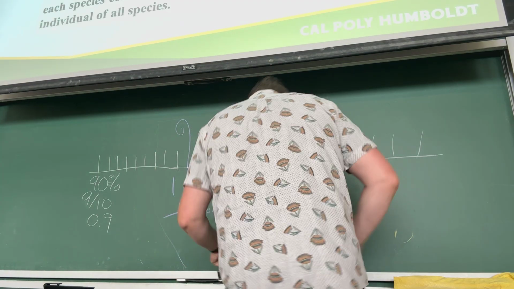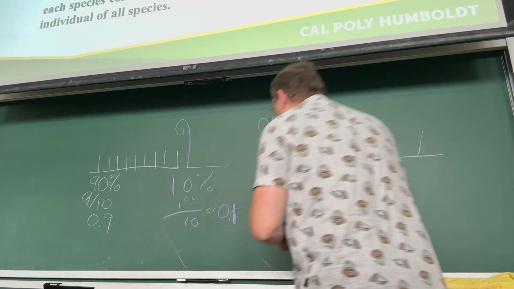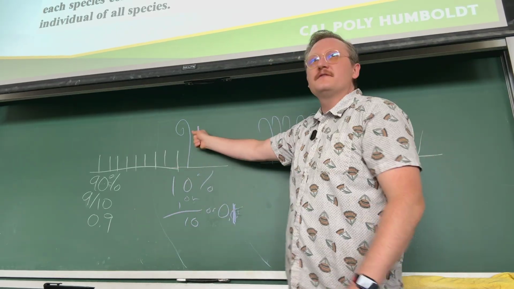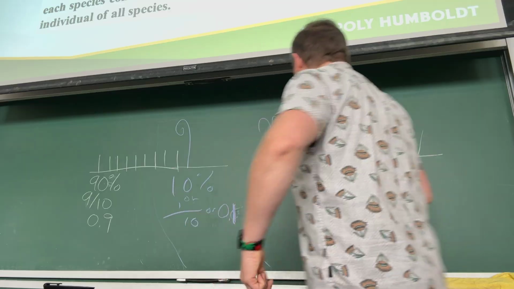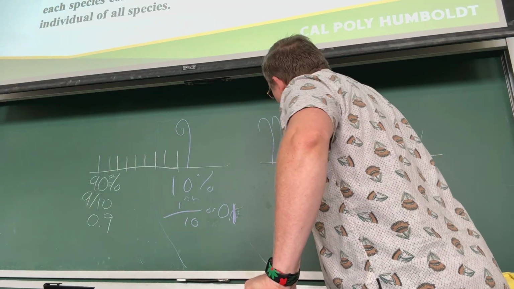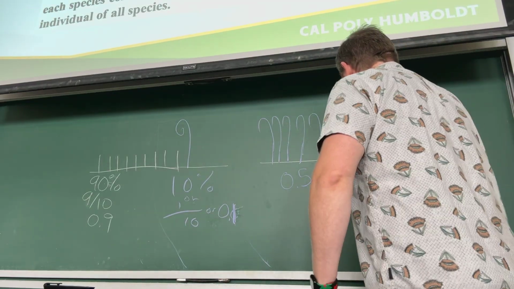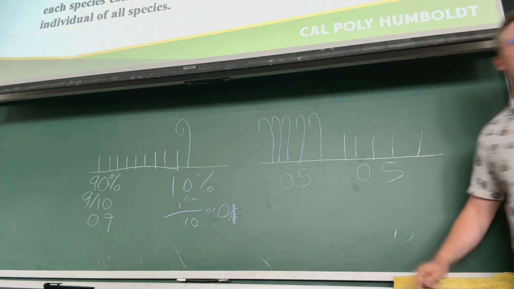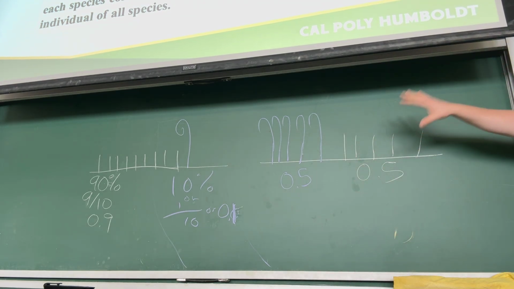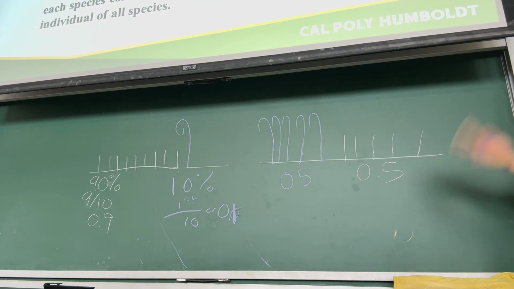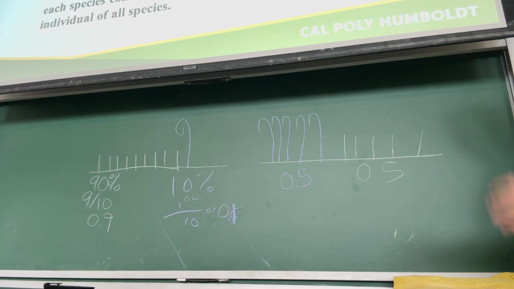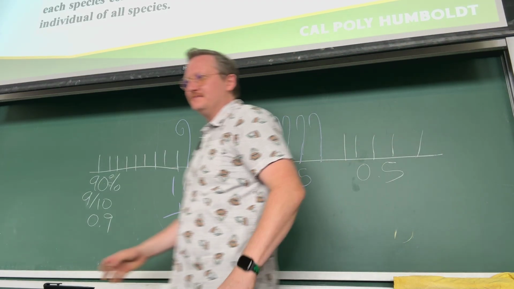So the relative abundance values here in the different communities, we've got 0.1 for the purple, 0.9 for the white. 0.5 for the purple, 0.5 for the white over here. So the relative abundance value just tells you what proportion of the community is made up of each species.